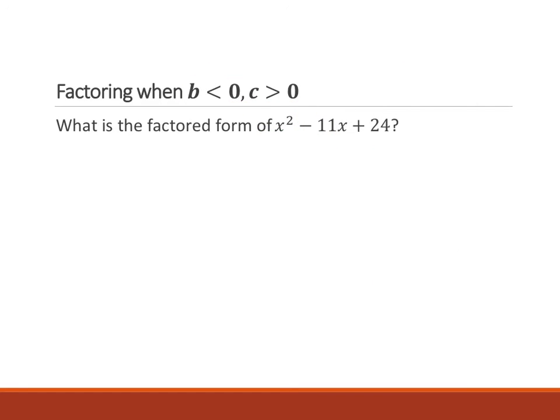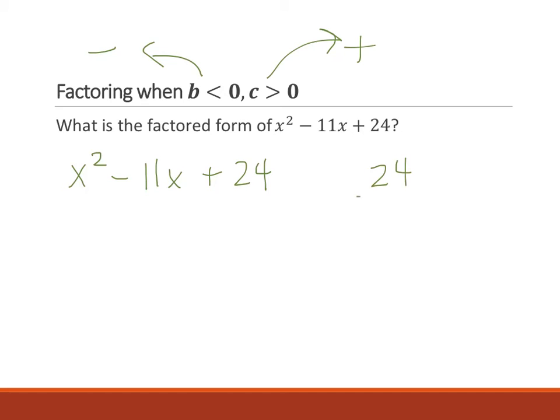This time I'm going to change my value of b to a negative. So now b is going to be negative while c is going to stay positive. So my factoring pattern is going to change a little bit by doing this. Again, let's factor x squared minus 11x plus 24. Again, I take the number 24 and I write its pairs of factors.